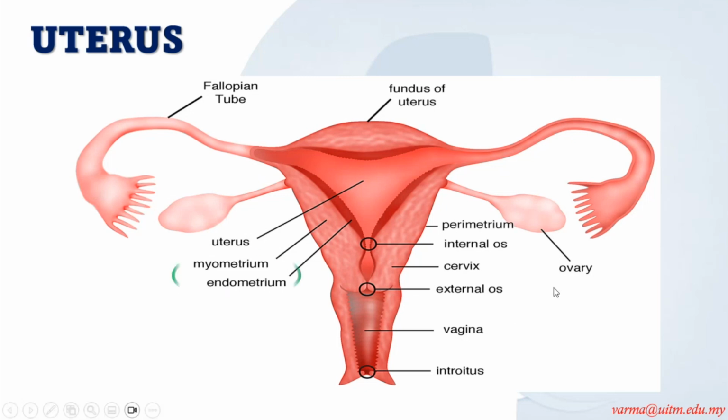The thing that I want to show you all here is these two parts that we are interested in, the myometrium and the endometrium. Okay, so everything else, the other things you all know about it. So the myometrium is the contraction part, endometrium is the inner lining of the uterine cavity.